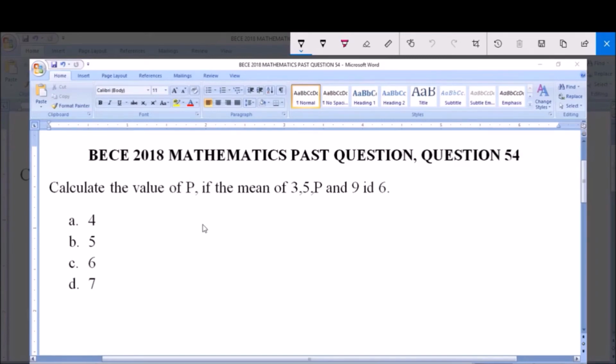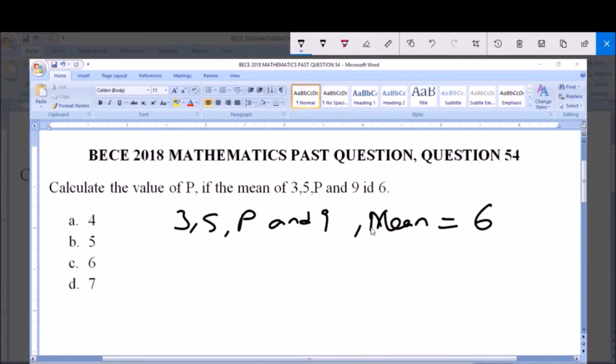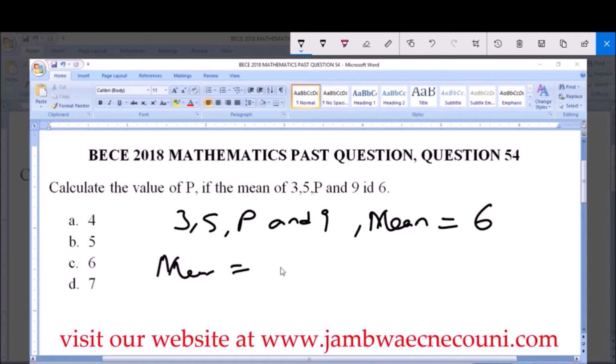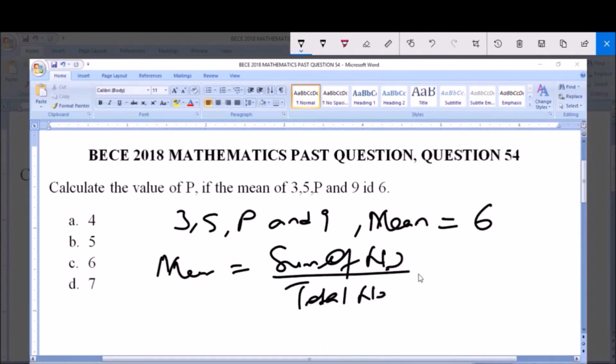Now we are given the following set of numbers: 3, 5, P, which is an unknown, and 9. Now the mean of these numbers is equal to 6, meaning the average of these numbers is 6. And we know that the formula for calculating mean, which is average, is equal to the sum of numbers all over the total number of numbers. And the total number of numbers, n, is equal to 4, if you count the numbers: 3, 5, P and 9, that is 4.